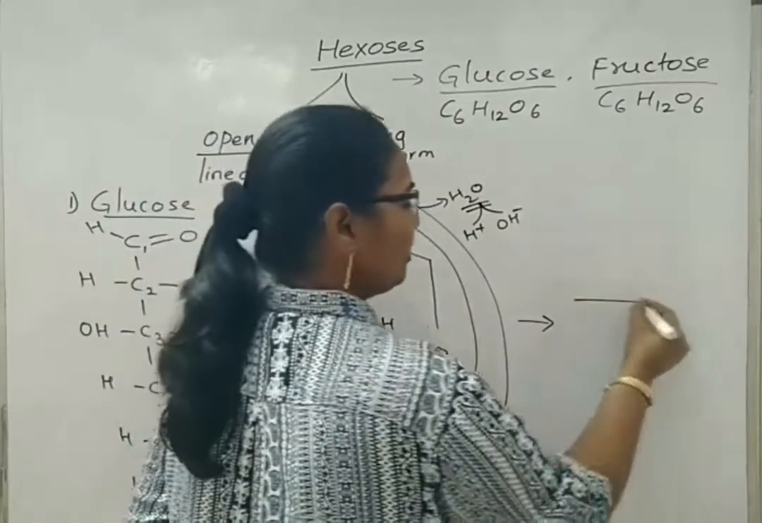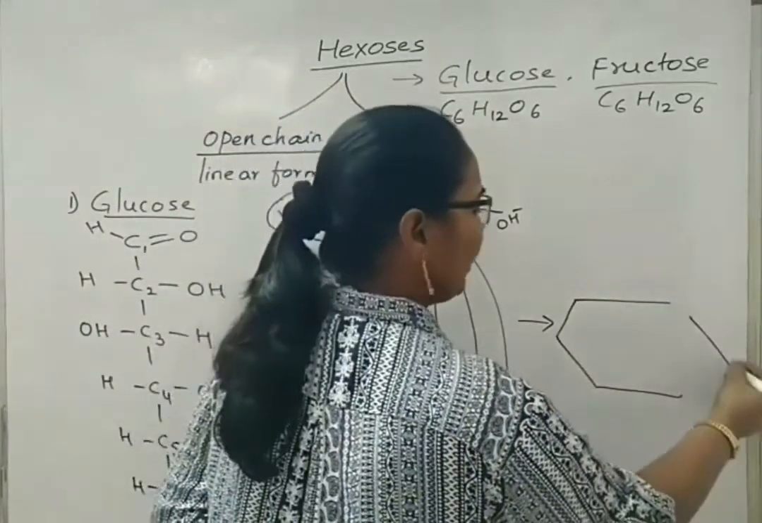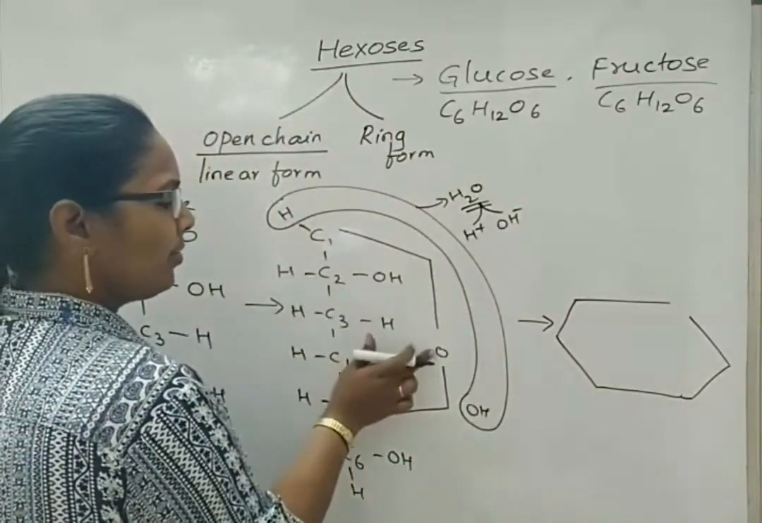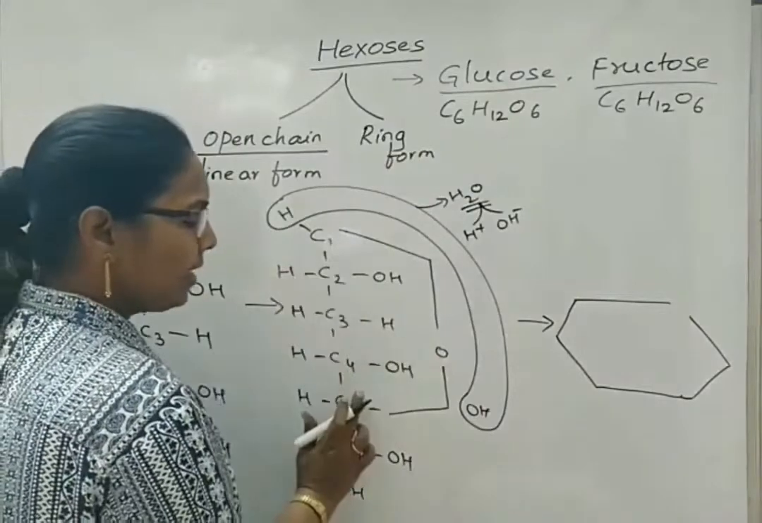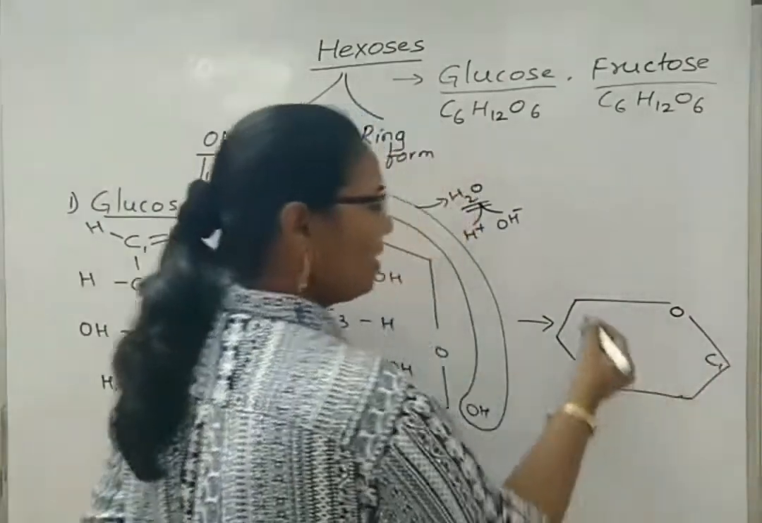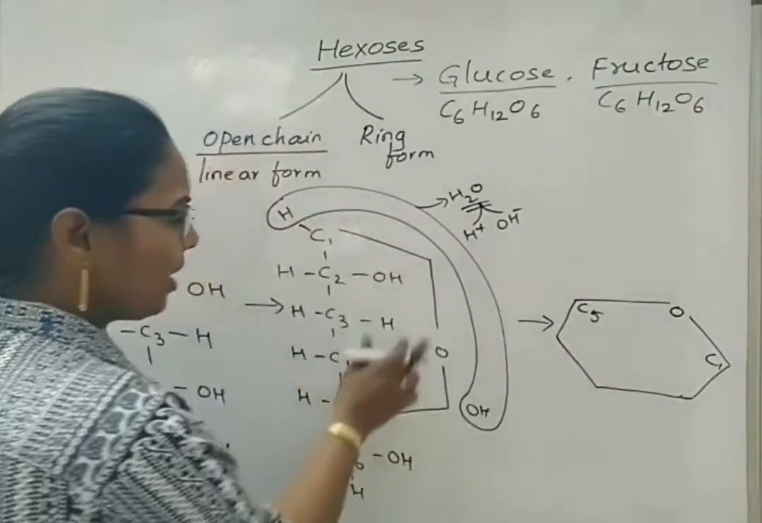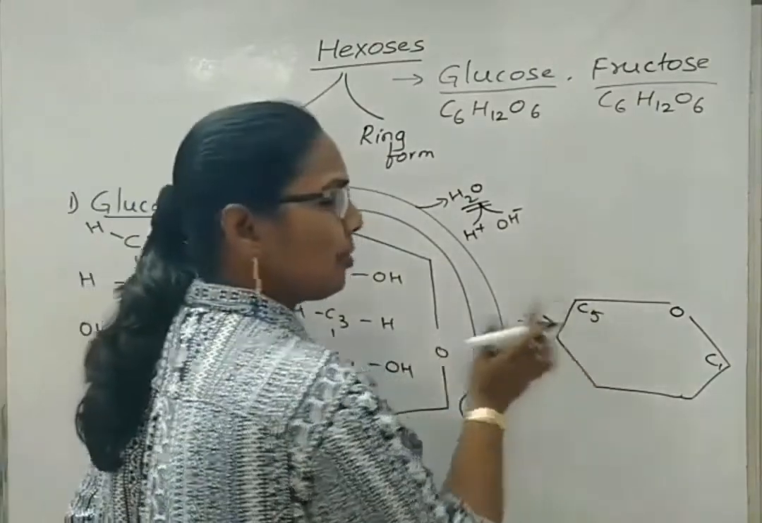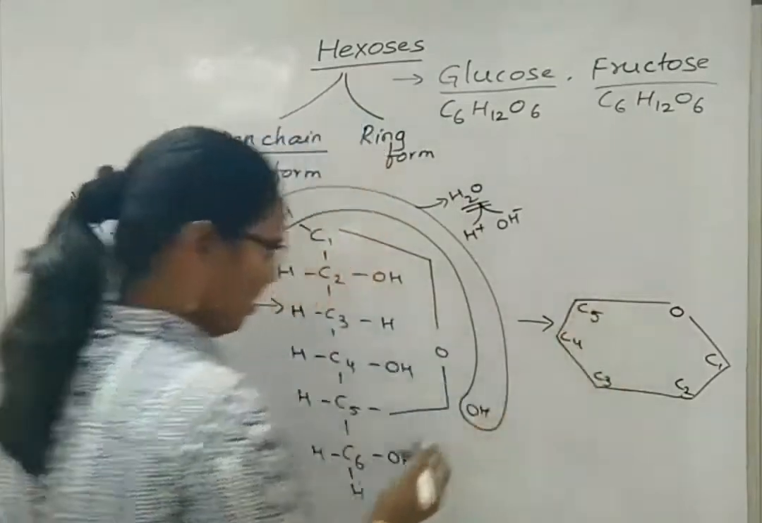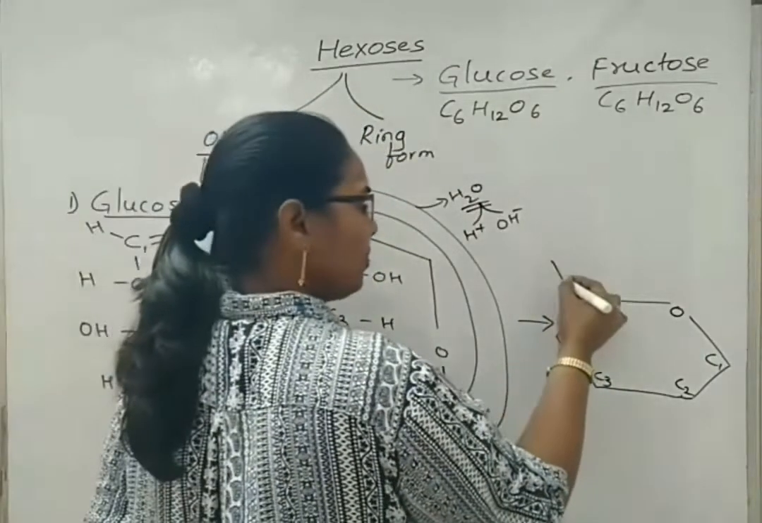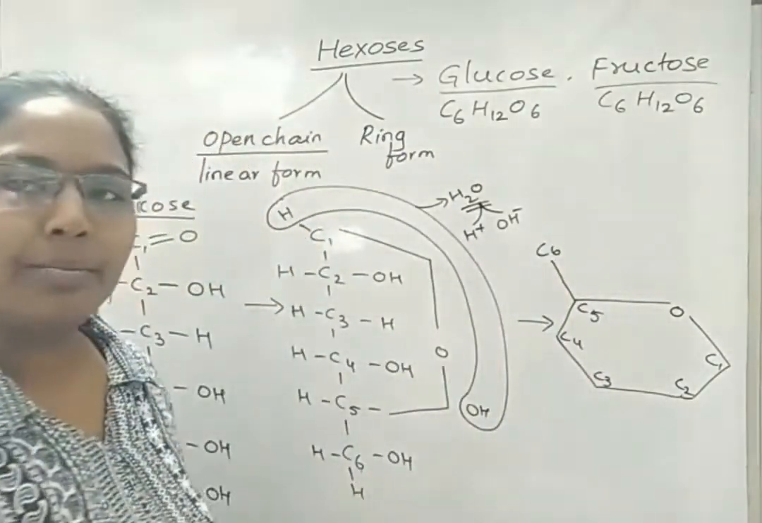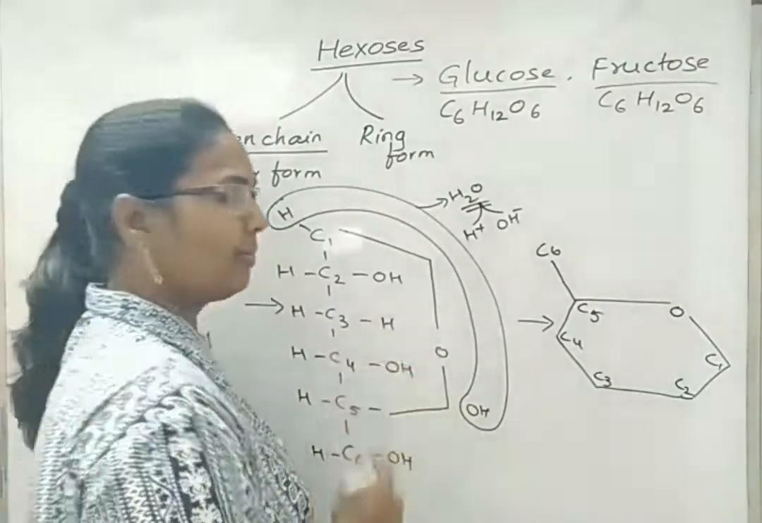So coming to the ring form, the structure of the ring form of glucose will be like this. As we said, there is one bond with oxygen between carbon 1 and carbon 5. So I am writing oxygen here, carbon 1 here, carbon 5 here. According to the formation of the bond, the ring form is correct. So this is carbon 2, carbon 3, carbon 4. Then what about carbon 6? This will be fitted at carbon 5 in the form of a branch. So this will be the sixth carbon position as a branch to the ring form.